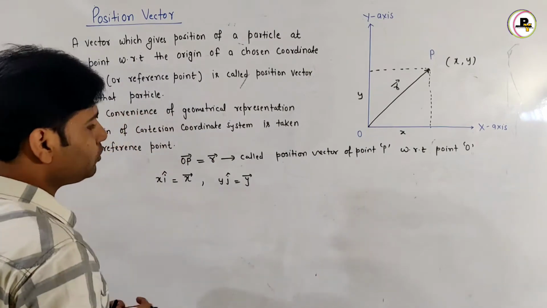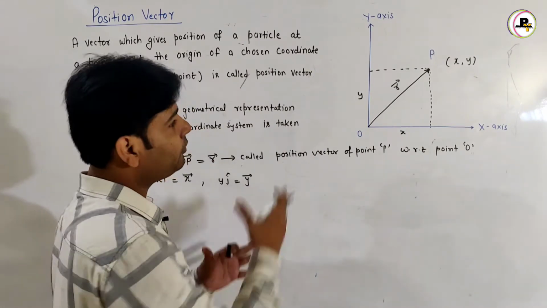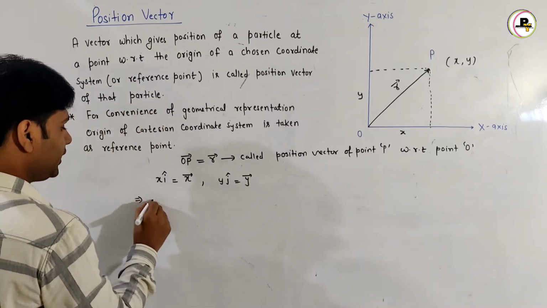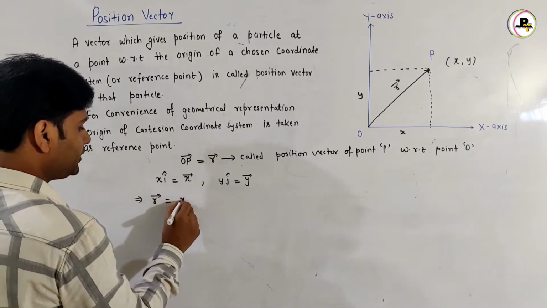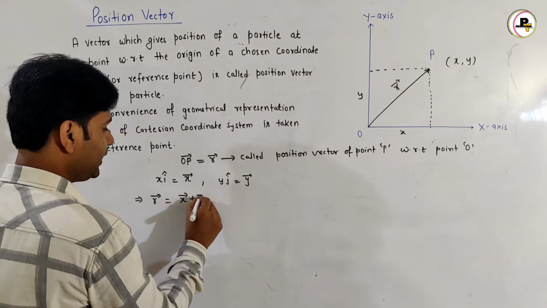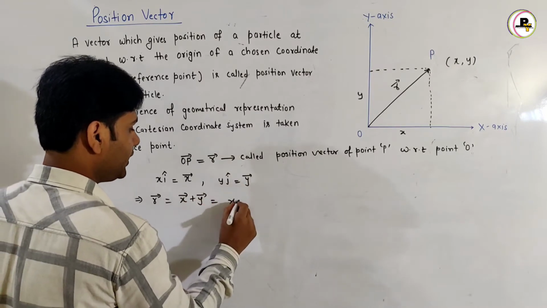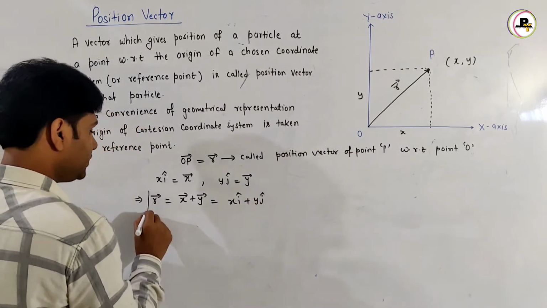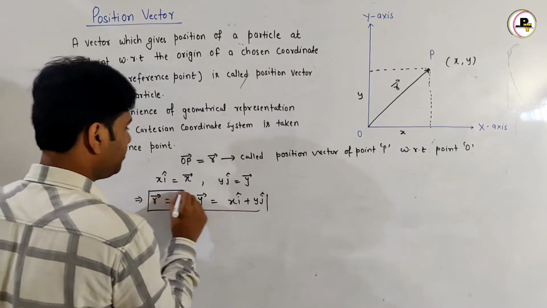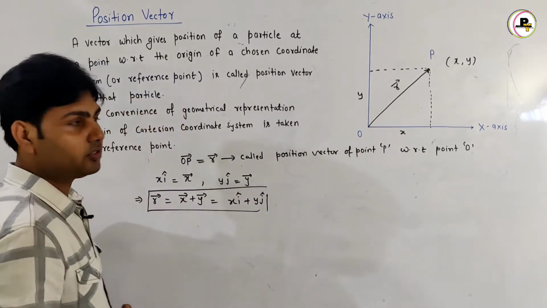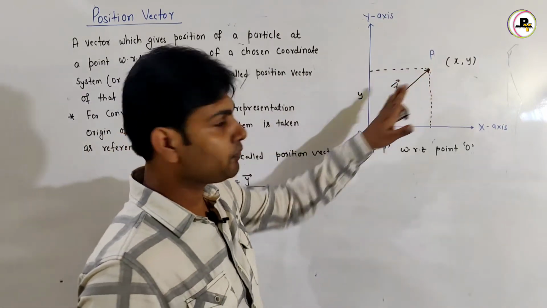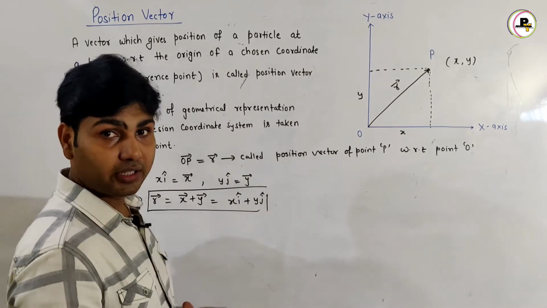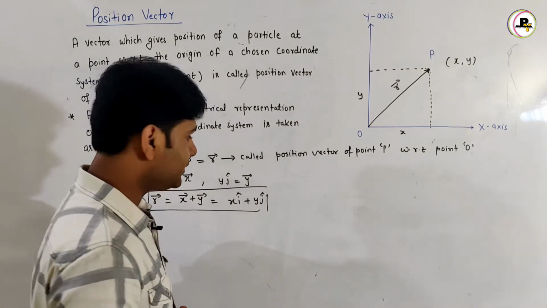If x vector and y vector are components of r vector along x-axis and y-axis, then we can write r vector equals x vector plus y vector, and therefore it is equal to x i cap plus y j cap. This is the position vector of point P with respect to point O in terms of its rectangular components along x-axis and y-axis.